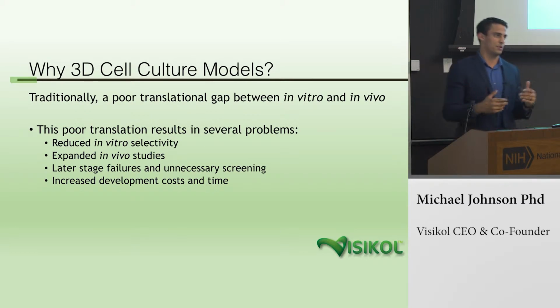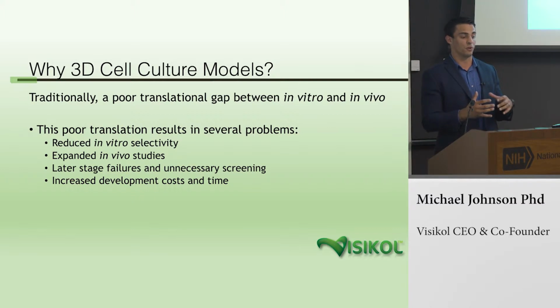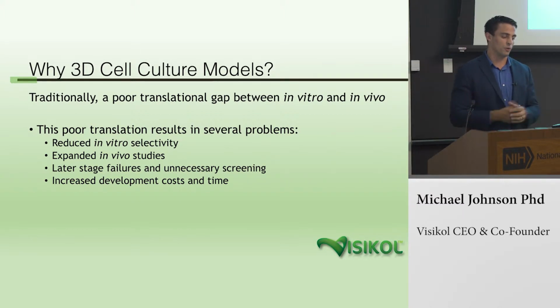Now, this is a question that's come up a bunch today, and a lot of folks have gone over why 3D cell culture models are important and why we're using them, but just to kind of back up here, traditionally there's a relatively poor translational gap between in vitro results and in vivo results. And the whole idea behind 3D cell culture models is to improve this translational gap. And this translational gap has some real-world problems resulting from it, first of which is reduced in vitro selectivity.